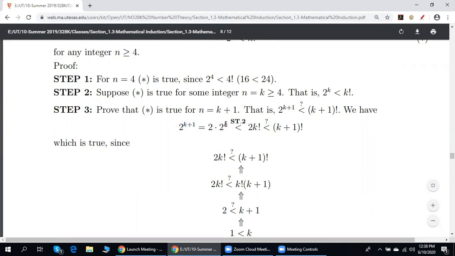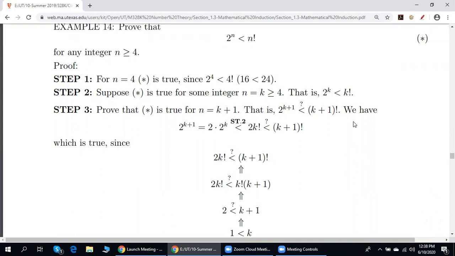You agree? Yes. Now, please take a look at this inequality. Multiply both sides of this inequality by 2. If we multiply both sides of this inequality by 2, the left-hand side becomes 2 times 2 to the k's power. It's exactly what is written here, correct? Yes. The right-hand side becomes 2 times k factorial. It's exactly what is written here. So if you multiply both sides of this inequality by 2, you will get this. Does this answer your question?